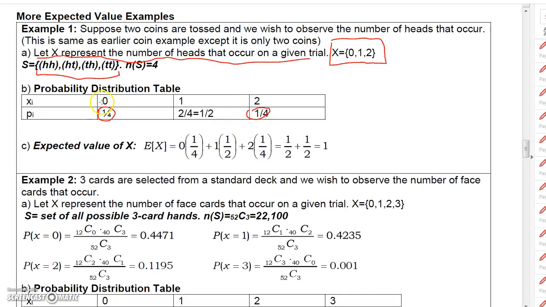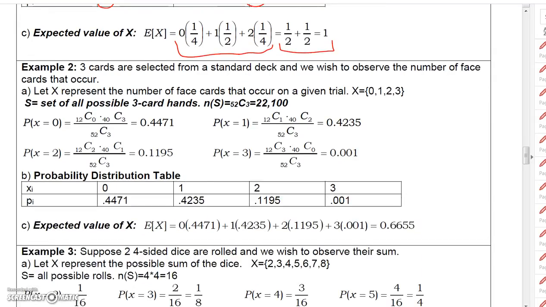Now, if we want to find the expected number of heads, we just take 0 times 1/4 plus 1 times 1/2 plus 2 times 1/4, and then we add those together, and when we add them together we get 1/2 plus 1/2, which is 1. Well, that kind of makes sense in that example. You can't always make sense out of these expected values, but this one makes sense because if you toss 2 coins, on average what you would expect would be to average 1 head per trial. So that one kind of makes sense.